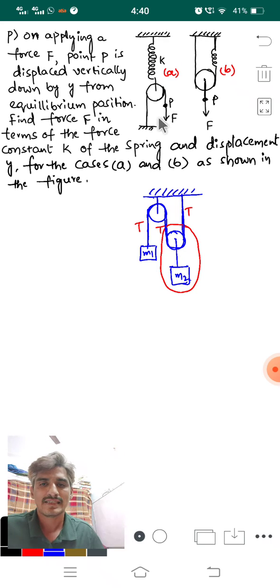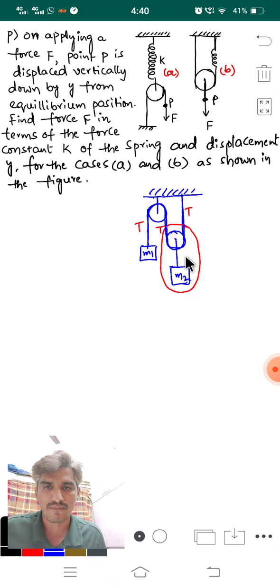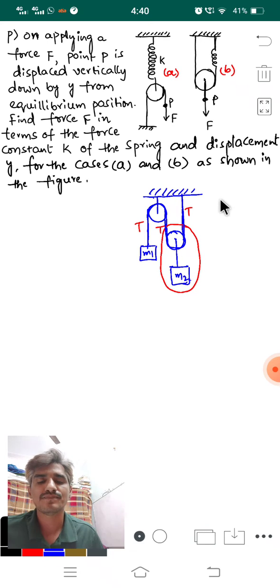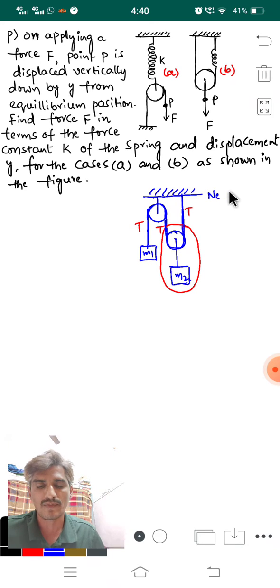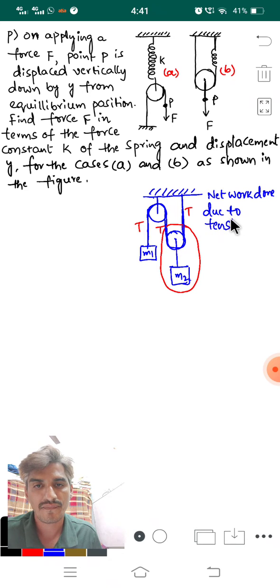How is it? See, at the bottom I have taken one problem. When we do problems regarding constraint equations, we used to do this type of problem. In this we know that the net work done due to tension is 0 in this total situation. Am I right or not?